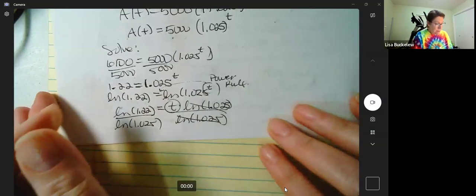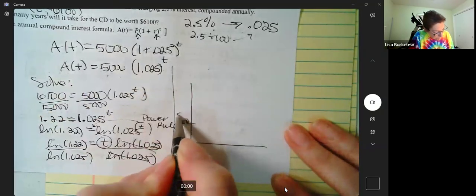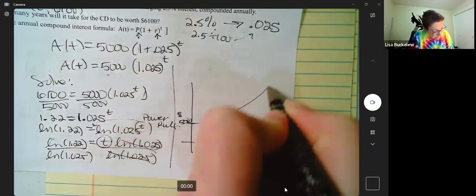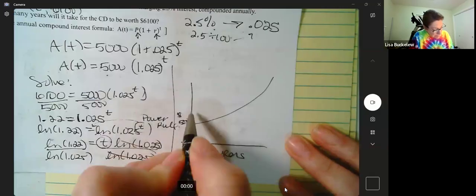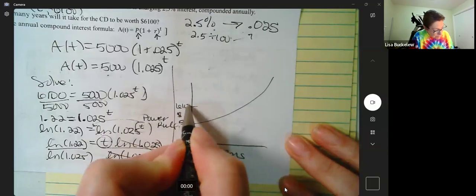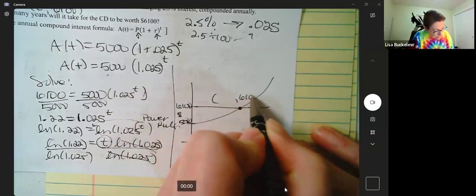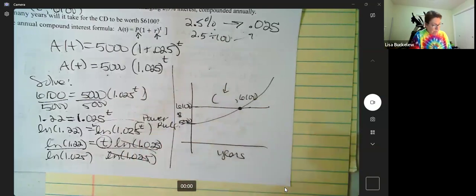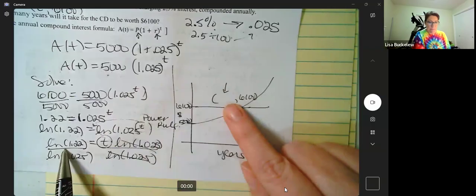0.025. If instead you want to use the graphing technique, it's a little faster if you can adjust your window. It's starting at 5,000 and it's growing upwards, so we've got the dollar amounts going up this way, and years down the bottom. It's asking us when it is going to equal 6,100, so we're going to find that point right there. We know the output is 6,100 and we want to know what that number is. It's the same number as what this is going to compute.